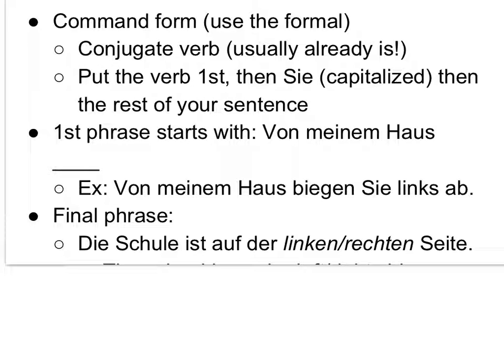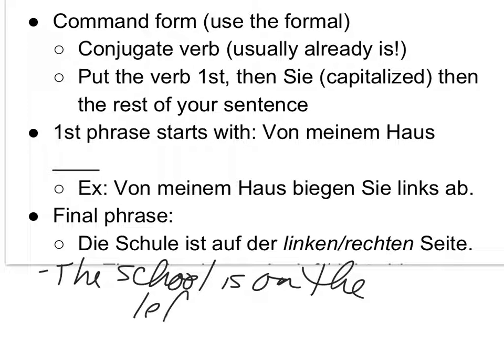So, for example, you could say von meinem Haus biegen Sie links ab. And that means from my house turn left. Done. The final phrase that you're going to say is die Schule ist auf der, and then you'll choose linken or rechten, and then Seite. What do you think linken and rechten? Left and right. Yep. So the school is on the left. Oh, wow. I just rewrote it in German.